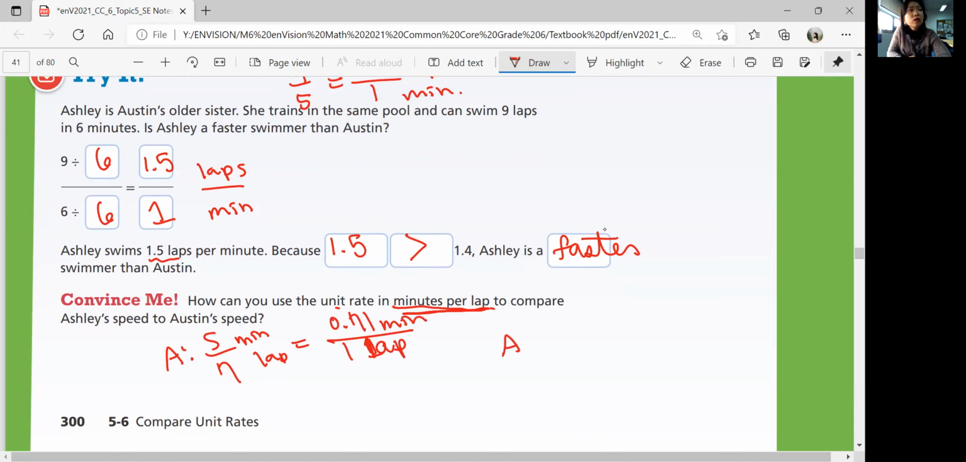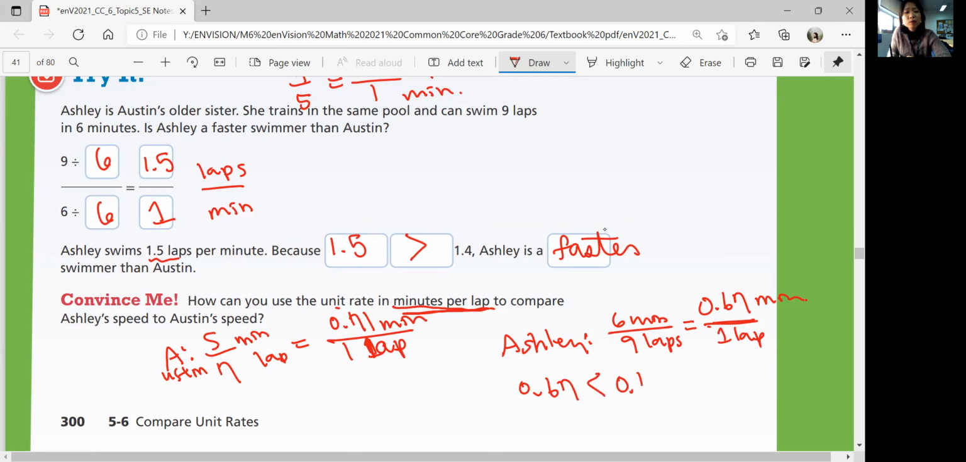And Ashley, Austin, they both start with A. Ashley will be what? 6 minutes per 9 laps. So in order to get 1 lap, how long does she take for 1 lap? About 0.67 minutes. So you can still see that Ashley goes faster. She does 1 lap in 0.67 minutes. Compared to Austin, she is a little bit faster, a few seconds faster, okay?